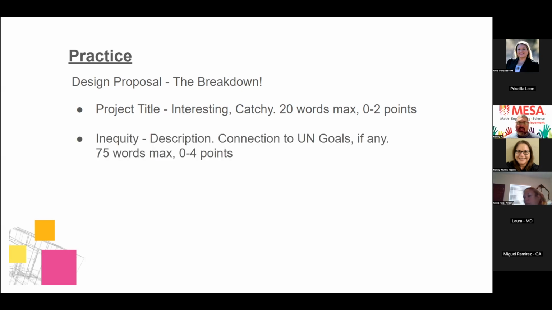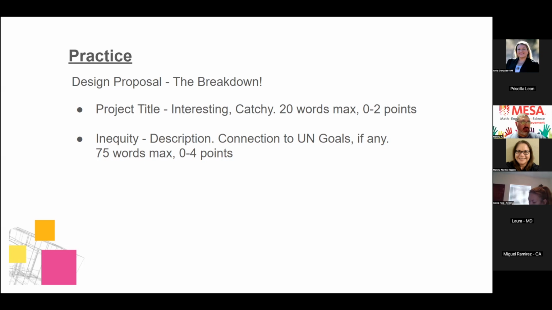The second part is really describing the inequity. And what I like to tell our students is, if you look at the design proposal, it's almost like the timeline on how you should complete the first steps of your design process, right? So step one, you're going to identify the inequity, right? So you're going to work on what is the inequity that we want to work on. And so the first part for the reader is like, let's tell you right away, this is what we plan on addressing, right? This is the issue that we see.